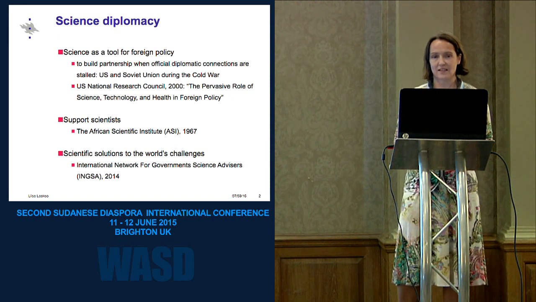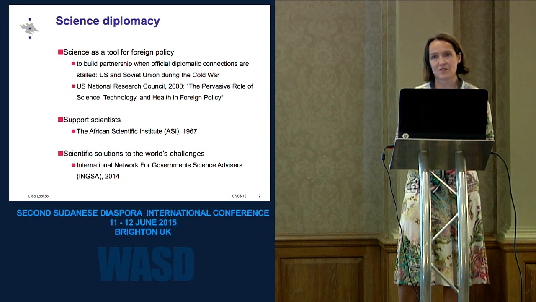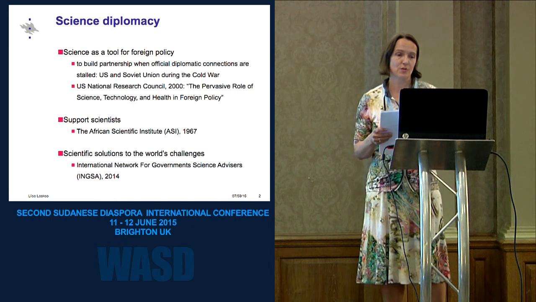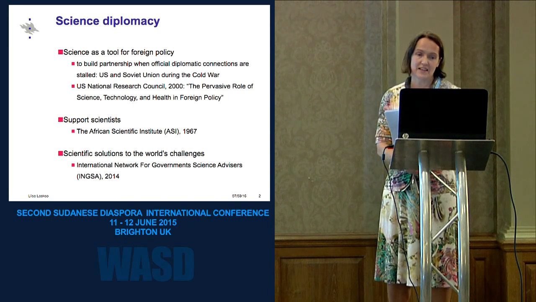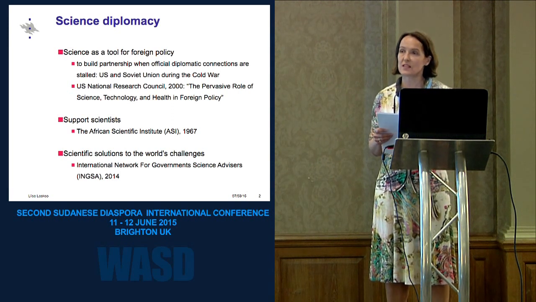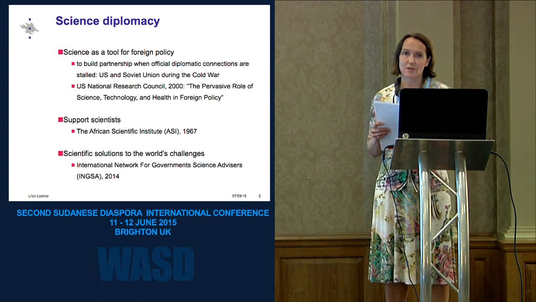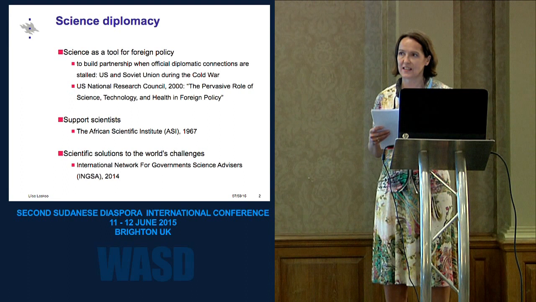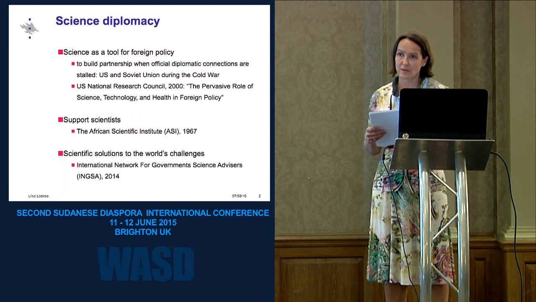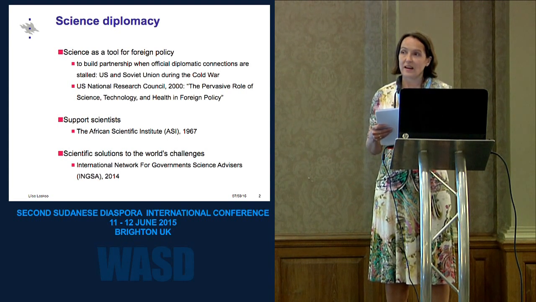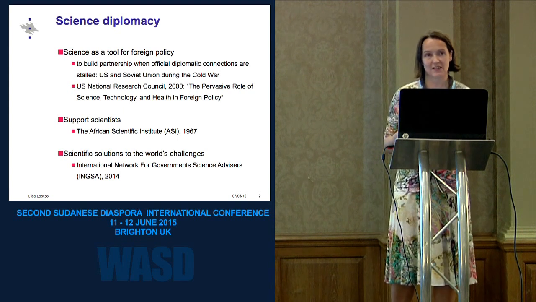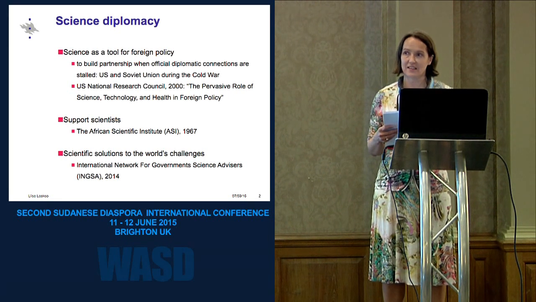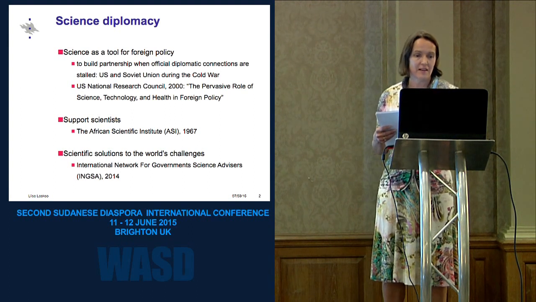Another content for science diplomacy is to enhance the work of scientists and researchers, particularly in developing countries, and to support their work. For instance, the African Scientific Institute, ASI, was established already in 1967, and it was particularly established in order to provide facilities and tools for African scholars equal to those of the scholars in the north. And then thirdly, and maybe most importantly nowadays, is this emphasis on finding scientific solutions to global challenges like climate change, health problems, energy, etc.